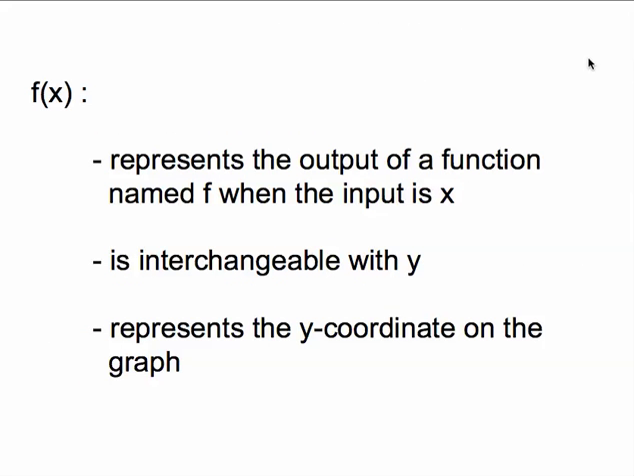A few more points. So we said that f of x represents the output of a function named f when the input is x. Now in the past, we've been using y to represent the output. X has always been the input, but y has been the output. Now we're going to use f of x. But f of x is interchangeable with y. And so the same goes when we're talking about graphs. F of x will represent the y coordinate on a graph. So f of x is interchangeable with y and also on graphs.